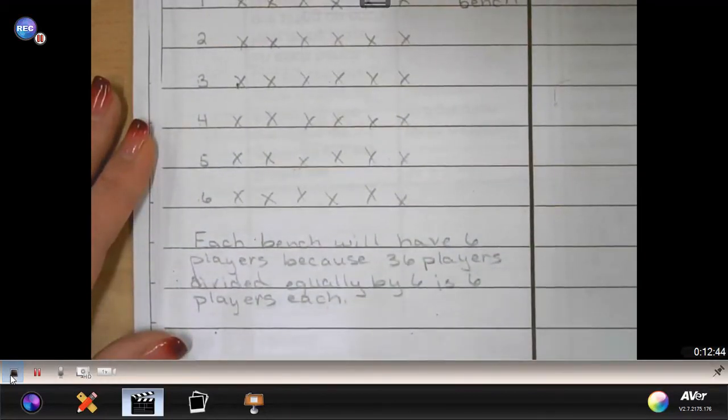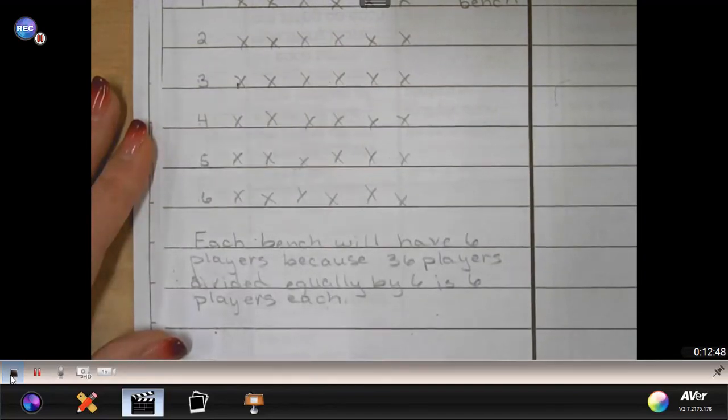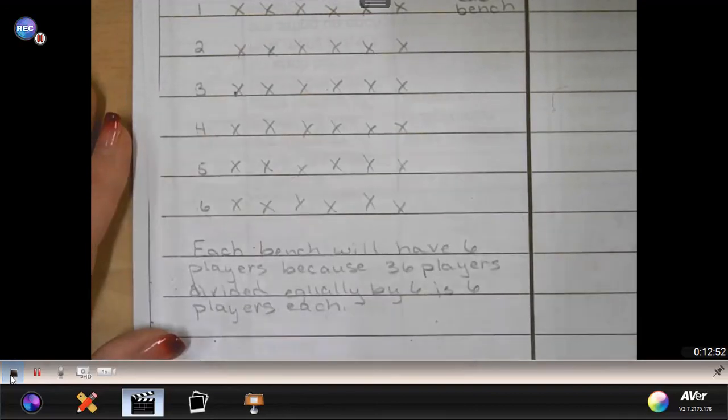So don't forget to go back into your folder today for Monday and put in the discussion word variable. Remember, a variable is a letter that stands for a number.